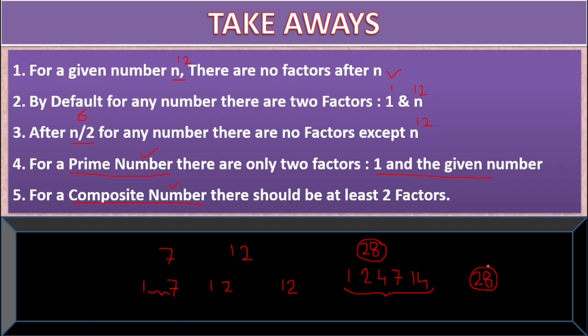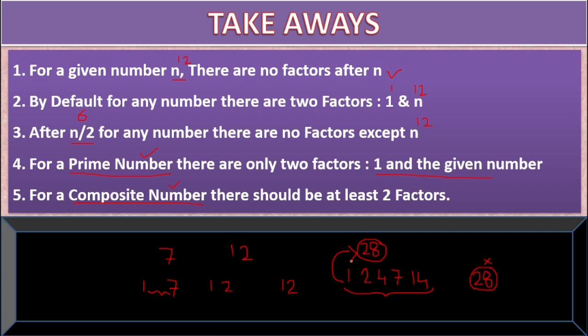If I omit the number itself and include all the other factors, and if I sum them up and that is equal to the given number, then such a number is called a perfect number. One other takeaway from the same discussion, what we have to understand.